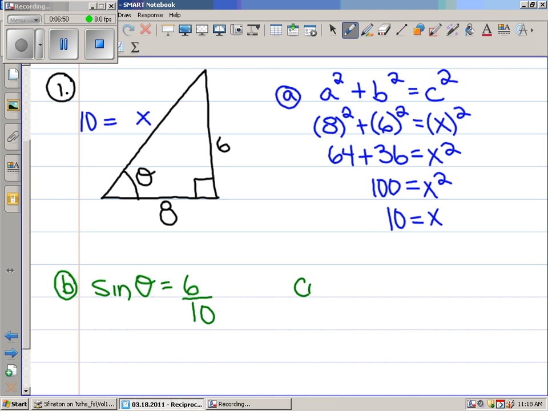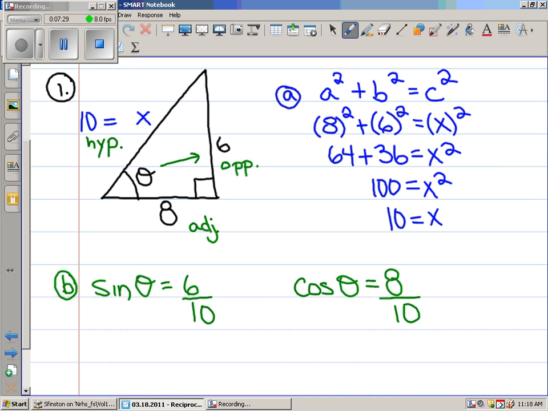How about the cosine of theta? 8 over 10. Do you want me to label up the triangle for you? If we're to label up the triangle, take a look. There's angle theta. This is going to be the opposite side. This is going to be the adjacent side. And this is the hypotenuse. So that's how we're going about filling this out. Opposite over hypotenuse. Adjacent over hypotenuse.